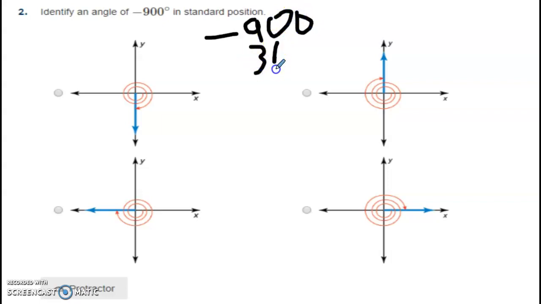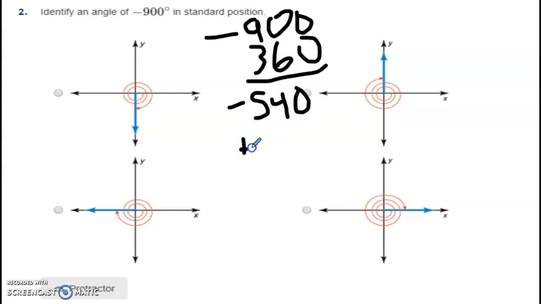One complete revolution around would be adding 360 to that. So negative 900 plus 360 is negative 540. And then I'm going to add another 360 to that, and I get 180. So now that just reduces it to going around 2 times plus another 180, which would be another half circle. So you should be able to find the answer with that information.